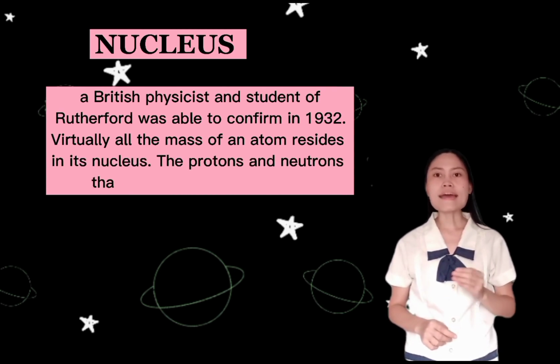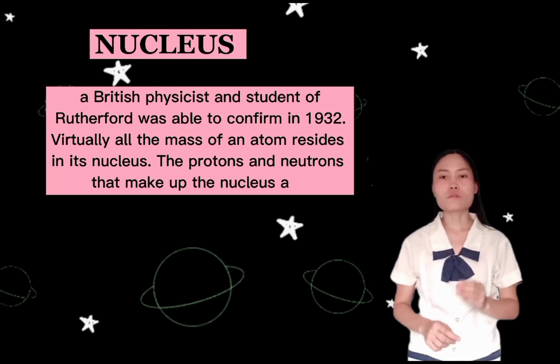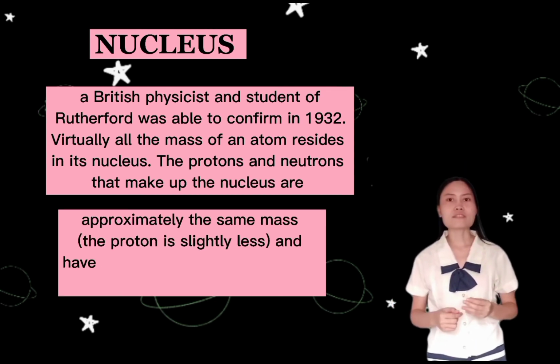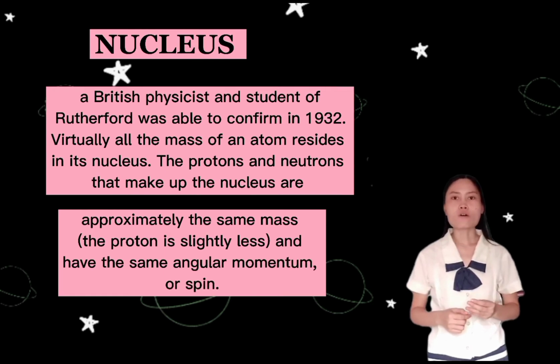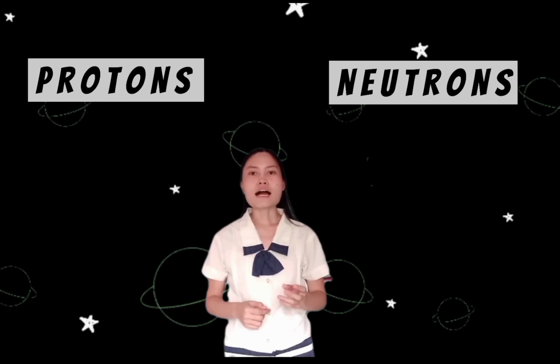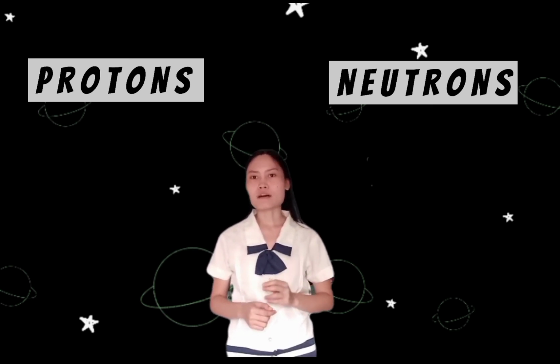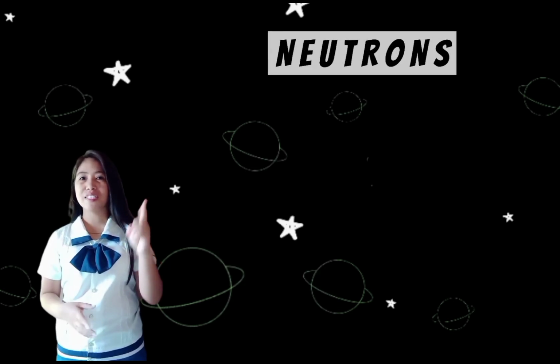Virtually all the mass of an atom resides in its nucleus. The protons and the neutrons that make up the nucleus are approximately the same mass and have the same angular momentum or speed. Now, speaking of protons and neutrons, I believe some of my groupmates, Analu and Janine, have more to say about them.